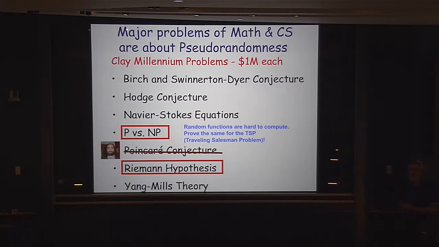When was this list? 2000, the year the millennium. It's called the millennium because the year 2000. It was sort of to imitate what Hilbert did in the year 1900. The P versus NP is the most important problem in computer science. It is a problem about pseudo-randomness, but I'm not going to define why it's written here.